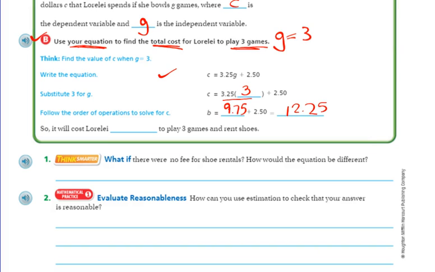So it will cost Laura Lee $12.25 to play 3 games and rent shoes.